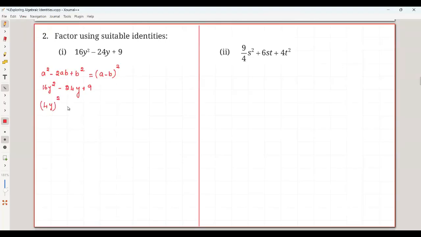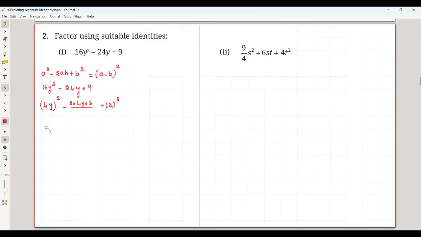Okay, (4y) the whole square minus, leave this gap. First you find out a square, which I found, plus b square. 9 can be written as 3 the whole square. Now this is my a value, this is my b value. After finding a and b, we can write minus 2 into a value 4y into b value 3. If you multiply this, you will be getting 24y. 2 into 4 is 8, 8 3s are 24, and y we are getting.